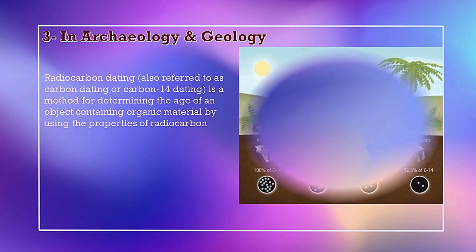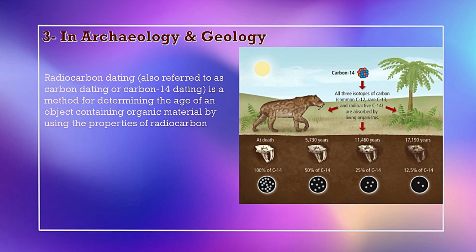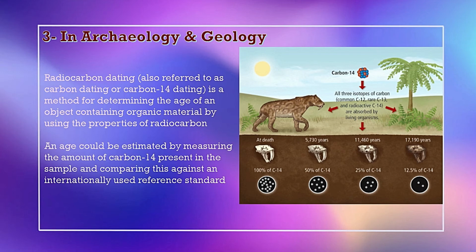Is this interesting? For example, there is a process known as carbon dating or radiocarbon dating. It is a method for determining the age of an object containing organic material, mainly the carbon-14 element, by using the properties of radiocarbon. An age can be estimated by measuring the amount of carbon-14 present in the sample and comparing this against an internationally used reference standard. As I have told you, carbon-14 is a radioactive isotope.